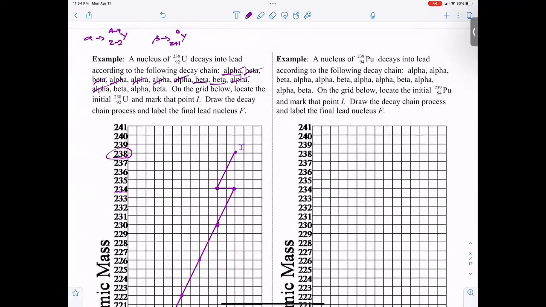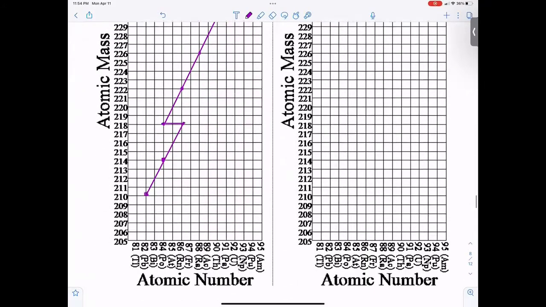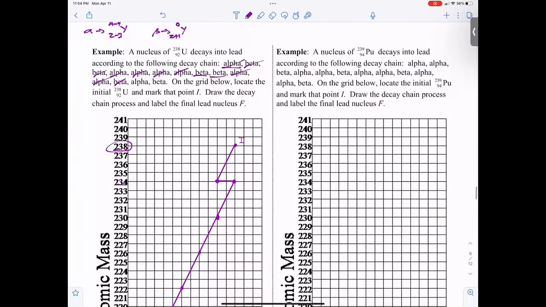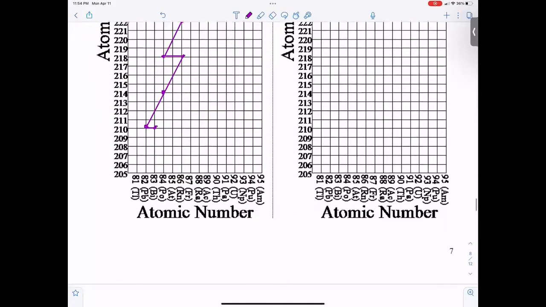Okay, now we have a beta reaction. So we have 1 beta. Okay, and then finally we have an alpha and a beta. So that would be down 4 over 2. That puts it right here. And then finally add 1 more proton. That puts it right here.